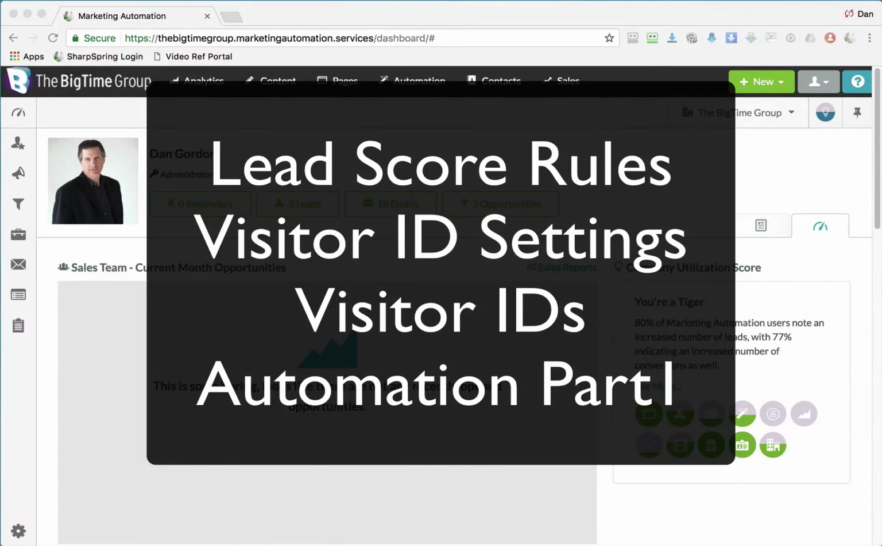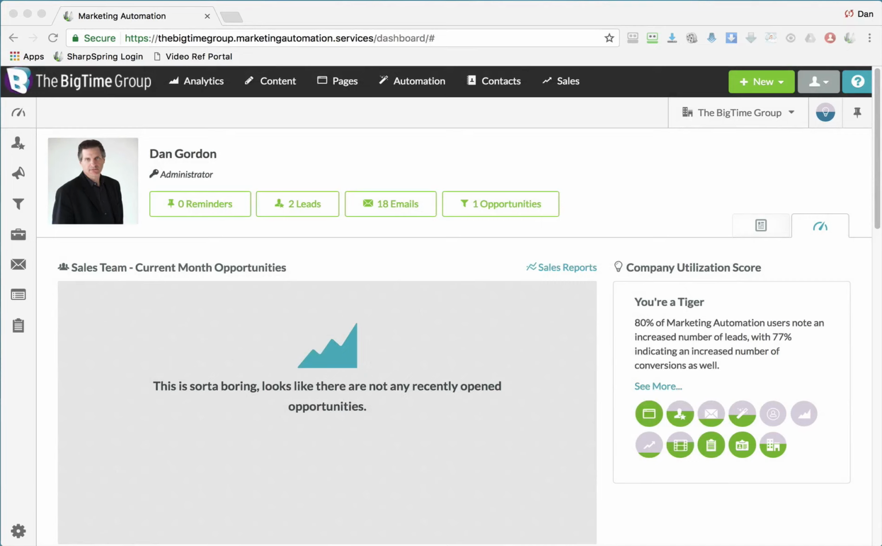Hello, WRN Marketing Automation Pilot Program. So today we're going to go over lead scoring rules, visitor ID settings. We're going to take a look at visitor IDs, and we're going to take our first step into marketing automation. Yes, the real thing. So let's jump in with lead scoring rules and see what that's all about.